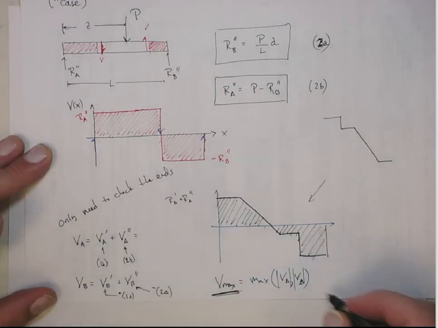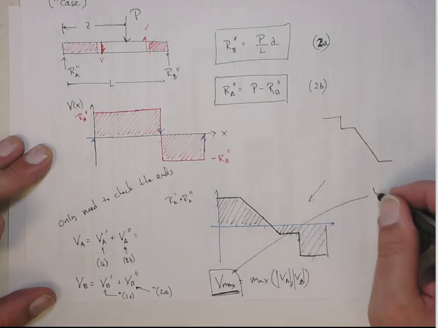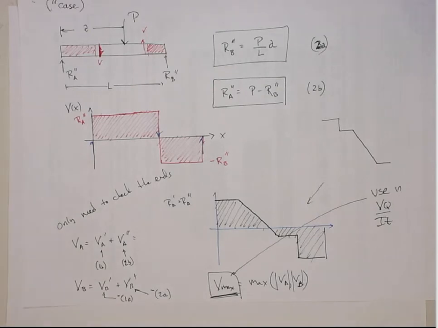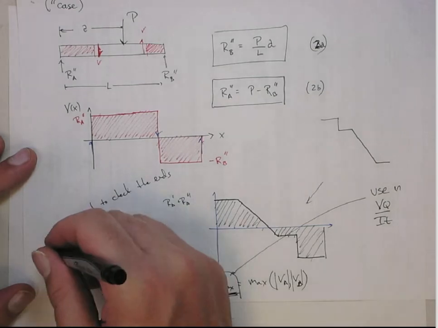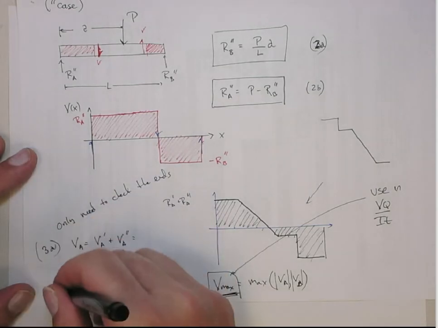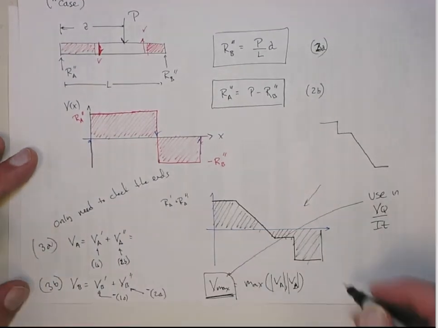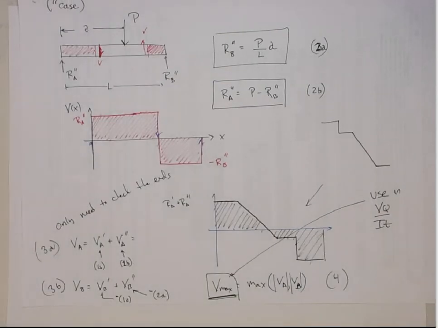This is what I'm going to use in the VQ over IT calculation, okay? So this, I don't know how to write this well, but let's call this 3A and 3B. That computes the total shear at A and B. And then let's call this equation 4. This is the one that computes the maximum V that I'm going to use in the shear formula, okay?